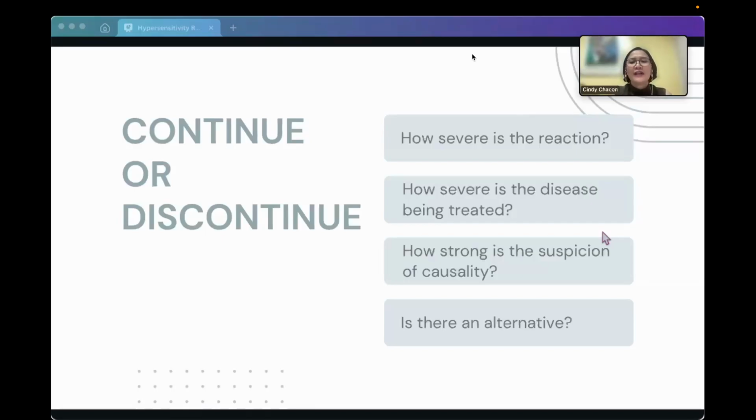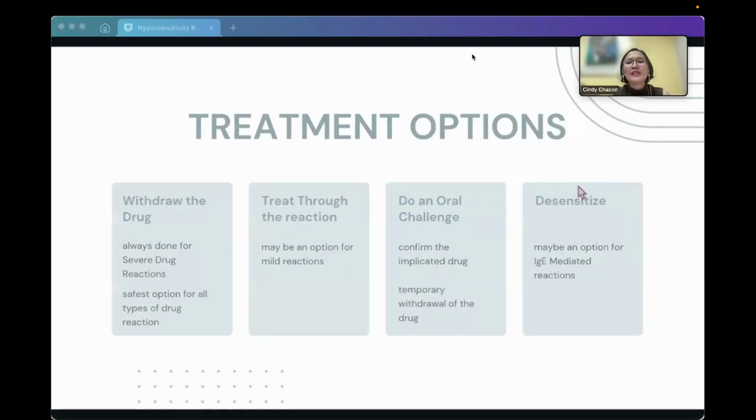And then fourth, the feasibility of finding an alternative safer treatment. So sometimes if it's just a mild reaction, for example, urticaria, pero may readily available alternative naman that is equally efficacious, I usually recommend shifting na lang the drug to be safer for the patient. Okay? Again, these are the options for treating drug reactions.